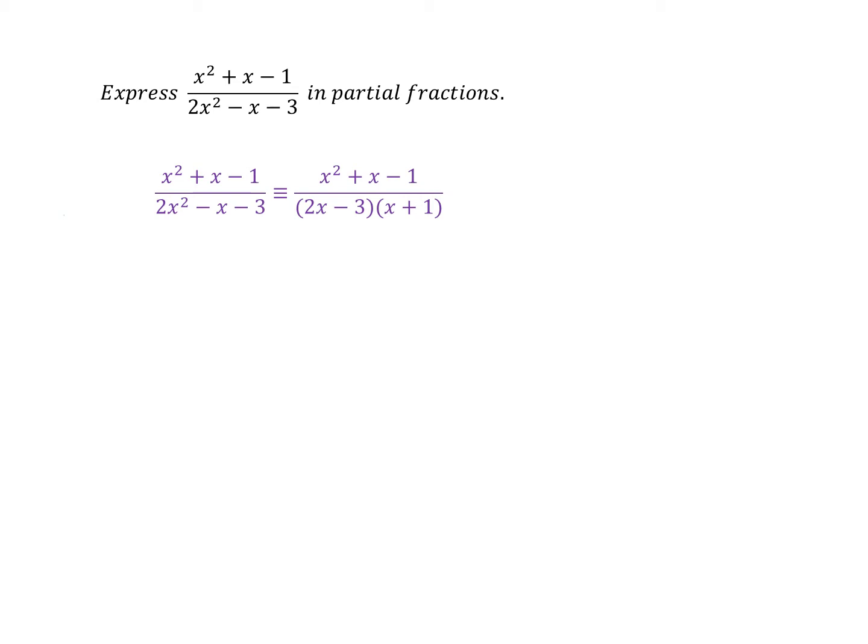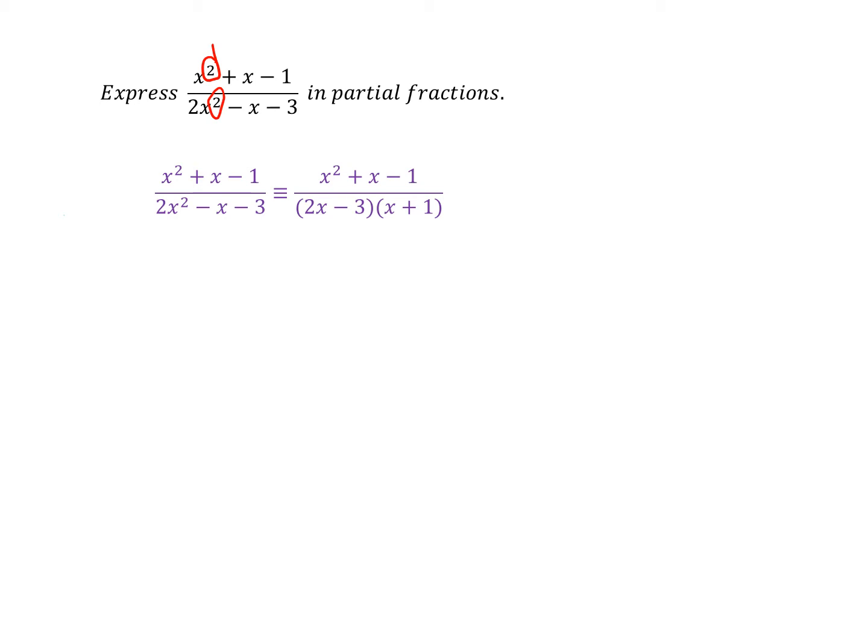Now the shape of this partial fraction, when we split it out, is going to be determined by the highest power of x on the numerator and the denominator. So what we see here is this is an improper fraction. When we divide x squared by 2x squared, we're going to get a number. In fact, the number is going to be a half.